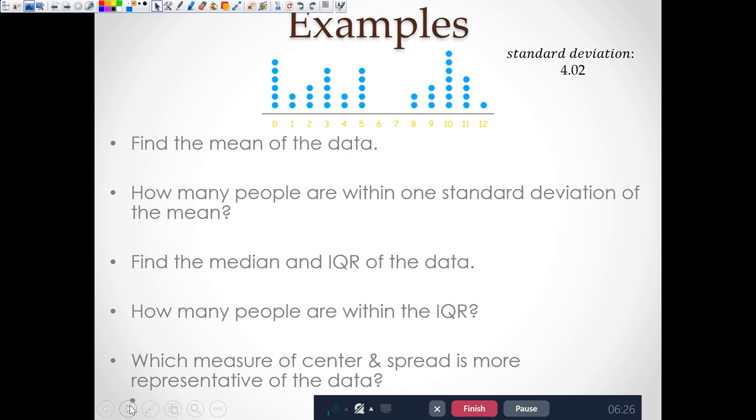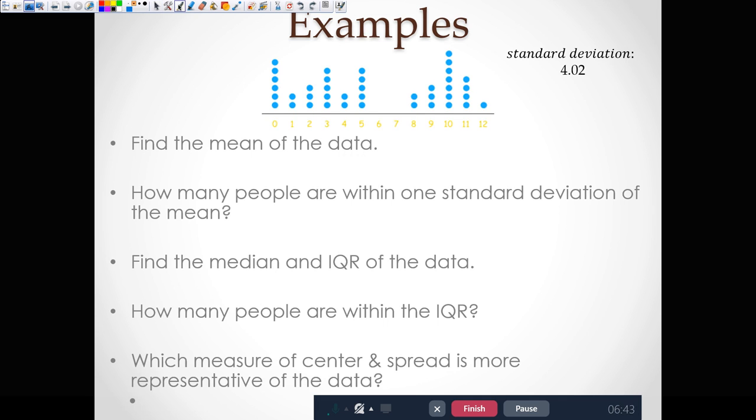Alright, so it's asking us to find the mean of the data. There's a few ways that you can do this. What I like to do anytime that I have a dot plot or a bar graph, where they don't just list out the numbers for you, is take each category and multiply by the number in that category. Because I would have had to list 0, 1, 2, 3, 4, 5, 6 times, but I can just take 6 and multiply it by 0 and get a total here of 0. And then 2 times 1 is 2, and then 2 times 3 is 6.